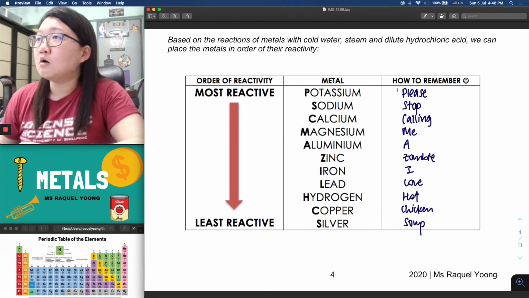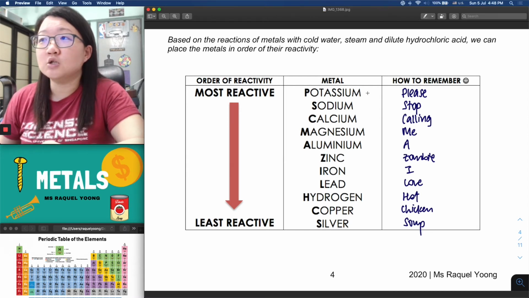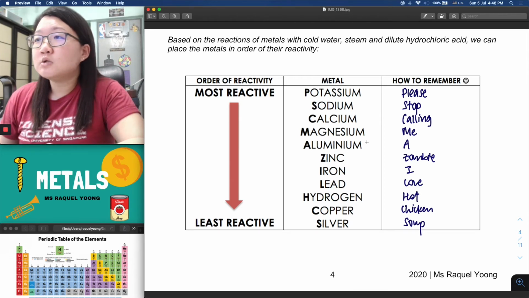And then write out the corresponding metal that it stands for, and that should help you to recall the reactivity series and answer the questions accordingly. Just a note that I wanted to make on this part on hydrogen.